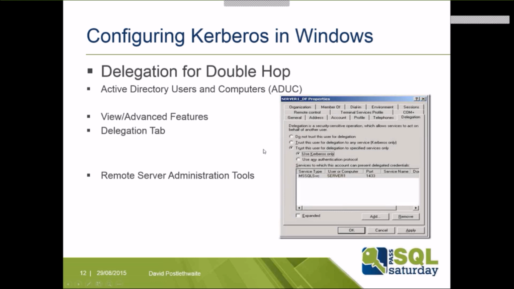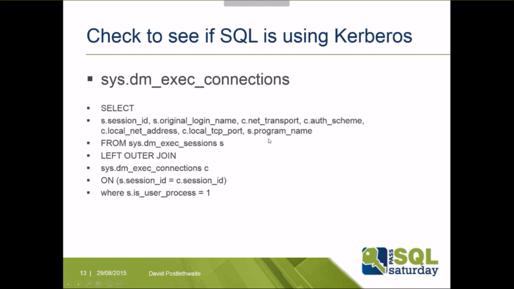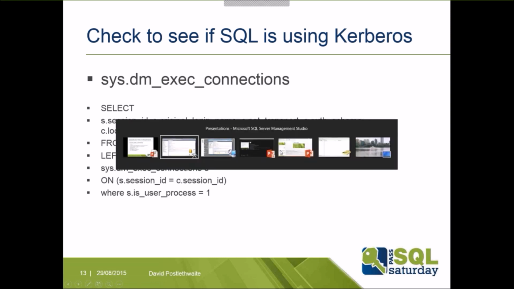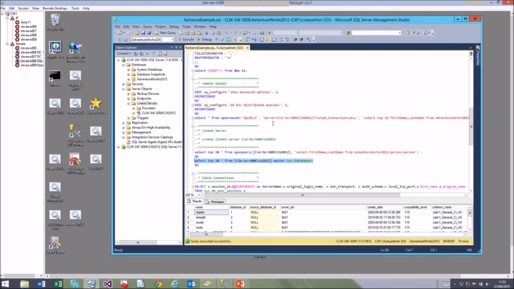Finally, how can you tell whether your SQL instance is actually running Kerberos? Well, as always, Microsoft have come up with a DMV, and this is it, sys.dm_exec_connections, and we can use that query later on to prove whether we are running Kerberos or otherwise. So let's see if we can get this to work. Let us flip back to our remote server, and let's see what we can do.